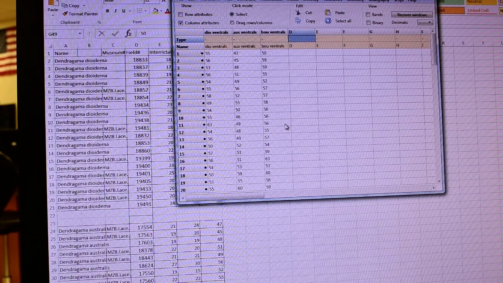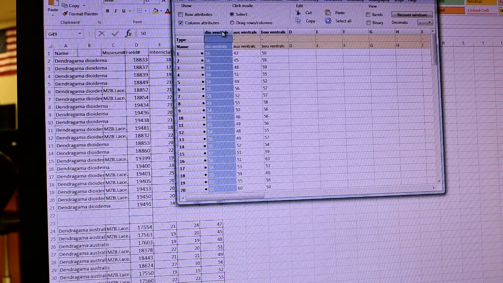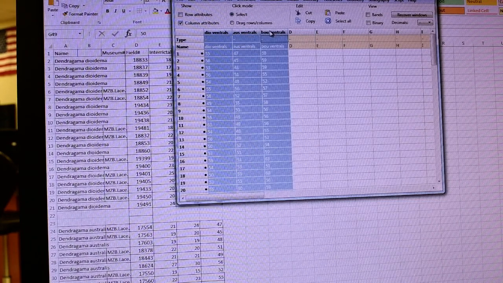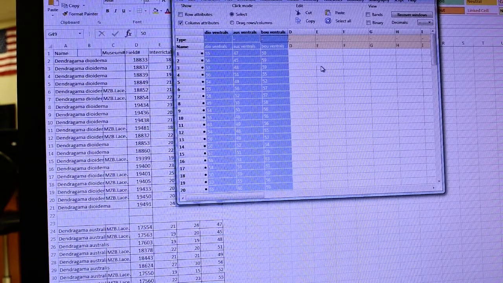Okay, so let me show you a few things we can do with this. First we're going to select all 3 groups here. Now first I'm going to do a Tukey's test. So you go up here, you select univariate. Let me make sure you can see all this.